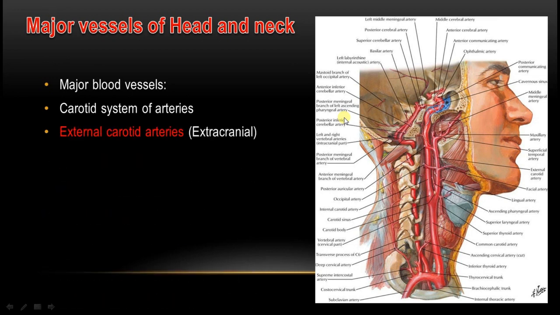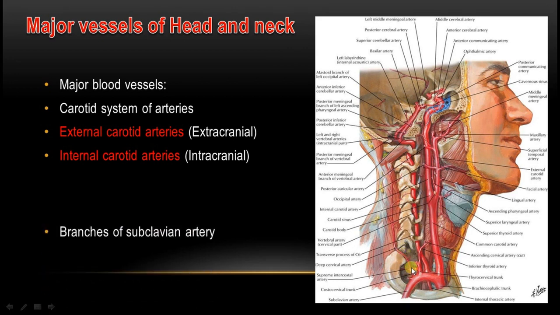The structures are mainly supplied by the carotid system of arteries, that is the external carotid arteries and the internal carotid arteries. Apart from that, other blood vessels are branches from the subclavian artery, one of the major arteries, the vertebral artery. This also supplies mainly structures inside the skull, again the brain, the posterior half of the brain mainly, and connects with the carotid system of arteries. Then other branches of the subclavian artery are also involved in supplying some of the structures in the neck, mainly from the thyrocervical trunk they give certain branches.